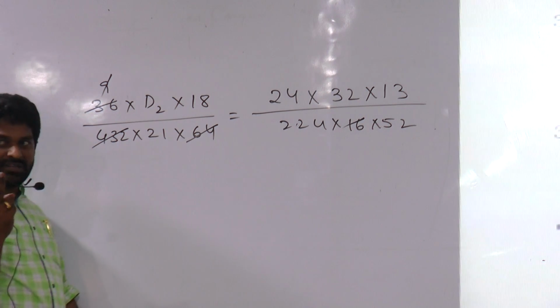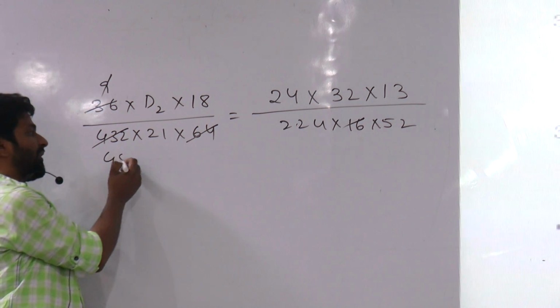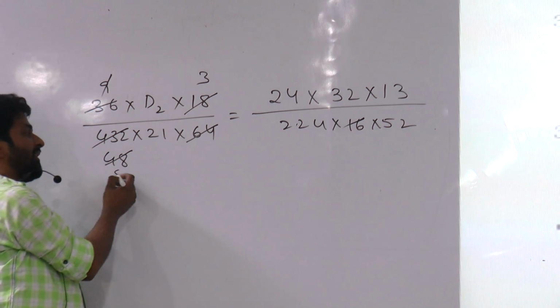18, in the sense 2 9s, right? So 2 less than 50 will be 48. So this is 48. 6, 3 times. 6, 8 times.